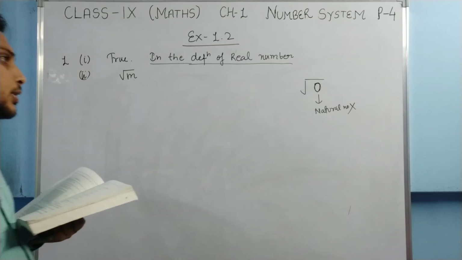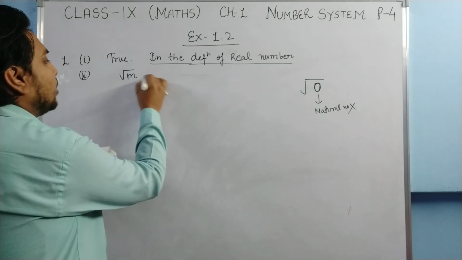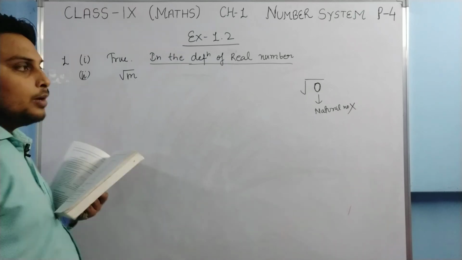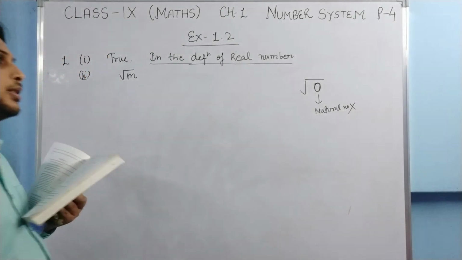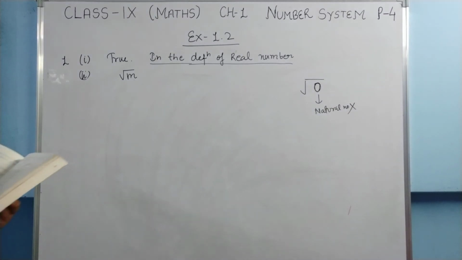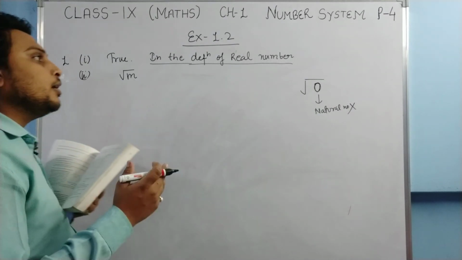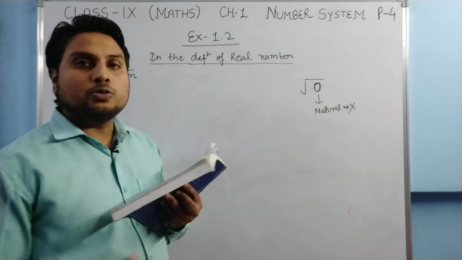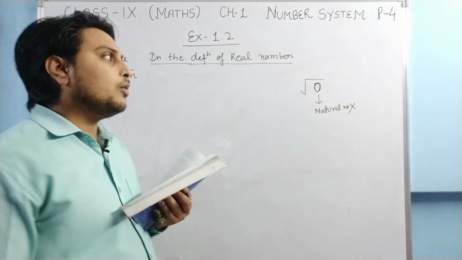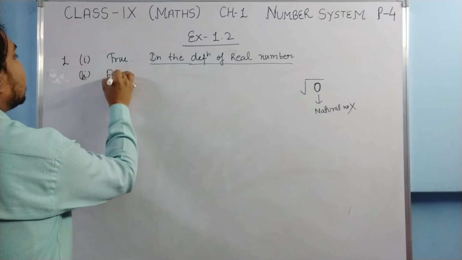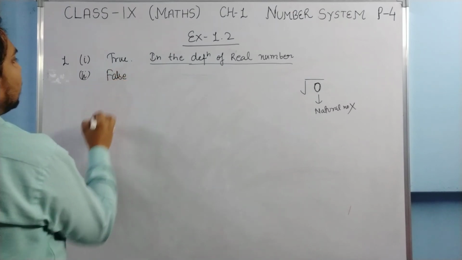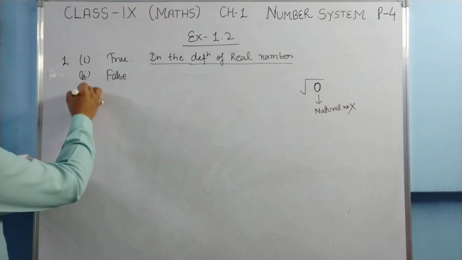So we cannot say that m is always a natural number, because 0 you can see there, and some negative numbers are there, which are also not possible. Some rational numbers we have shown like 2 by 3, 1 by 3, so that cannot be a natural number. So this statement is false.